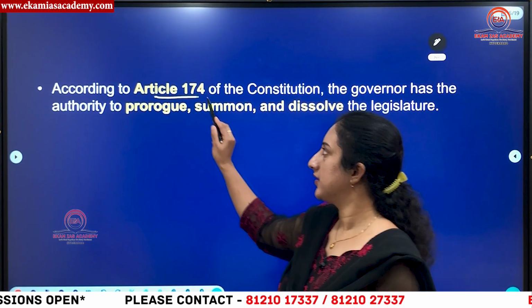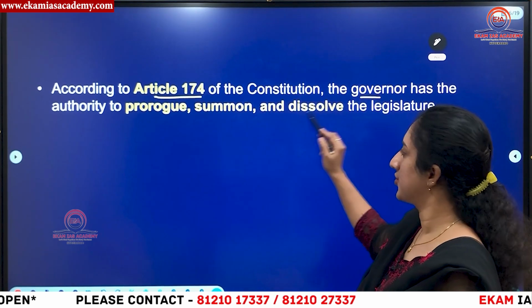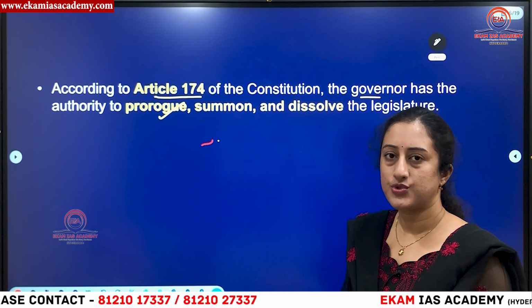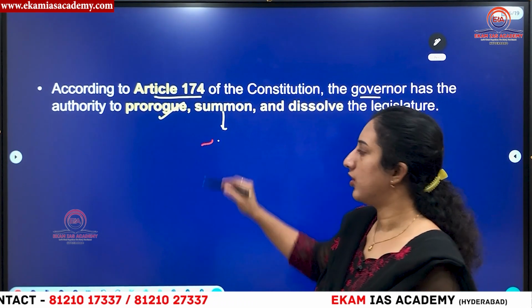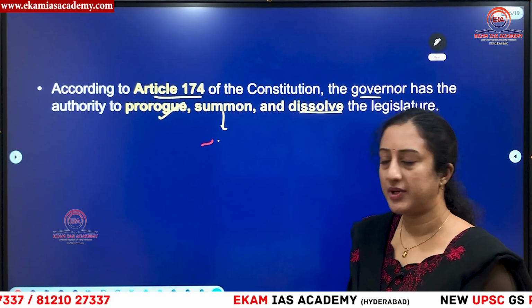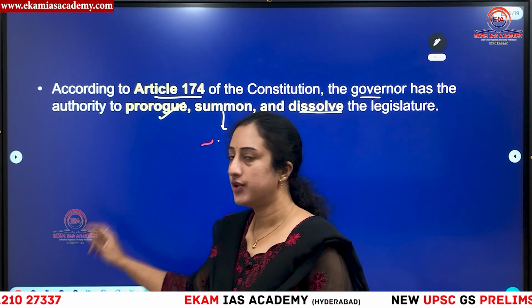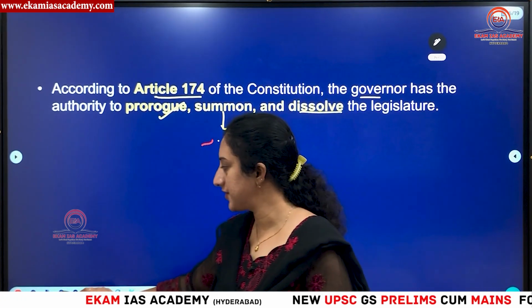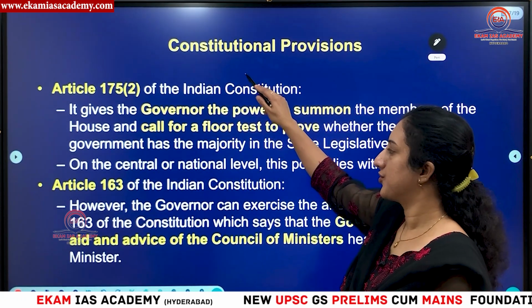Then under Article 174 of the Constitution, the governor has the power to prorogue. Prorogue means calling the house to an end. Summon means you are calling the houses to sit for some sitting. Dissolving means completely ending the life of the lower house. So this power is there with the governor at the state level and with the President of India at the central level. Then what are the constitutional provisions?